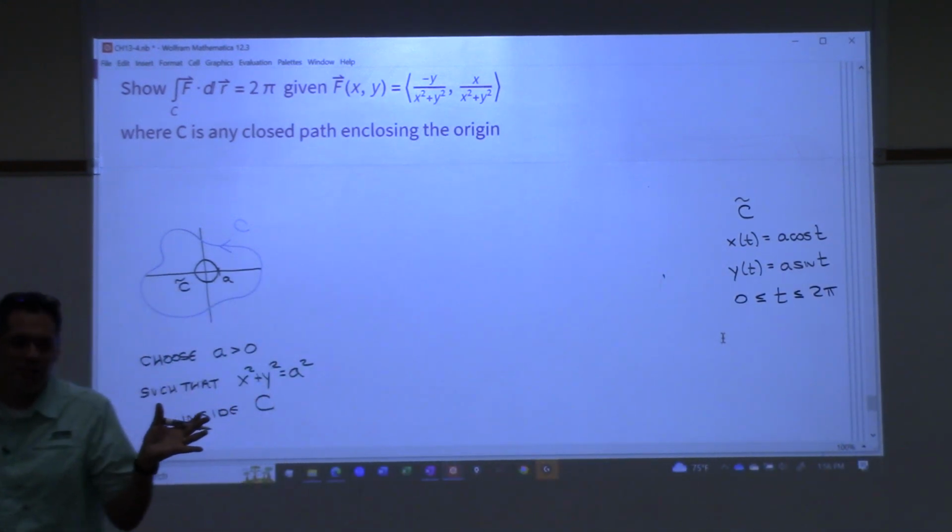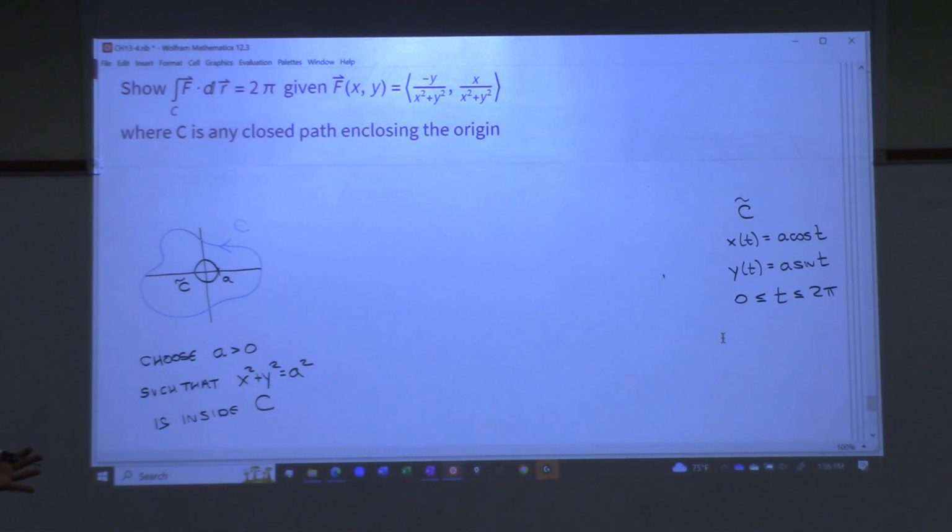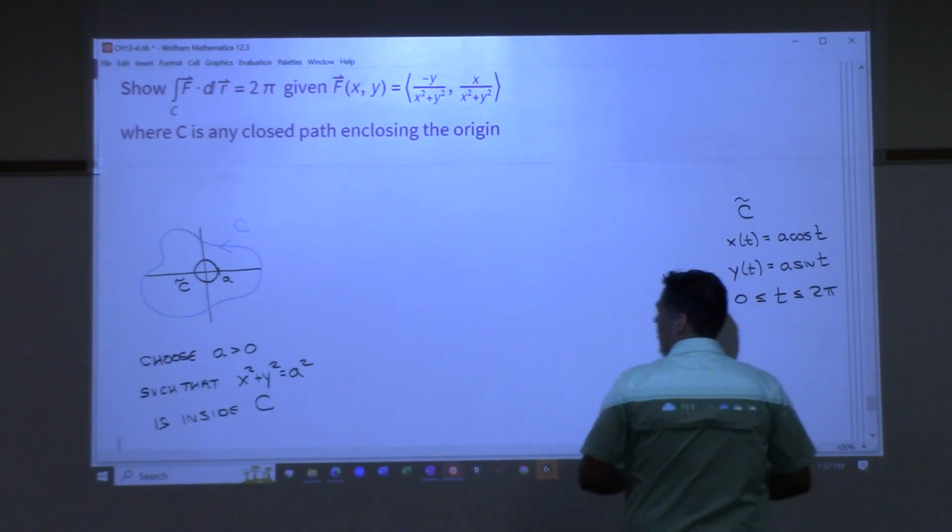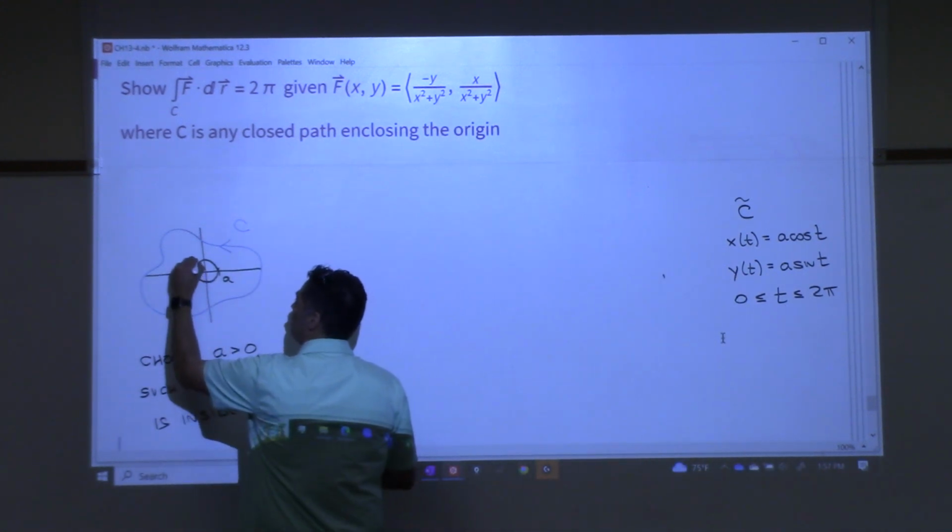Okay, so where is this going? Where in the world is this going? Big deal, I can draw that, right? What orientation is C tilde? The way I parametrized it over there, it's positive orientation, which means it's going counterclockwise, right? Right now it's going counterclockwise.